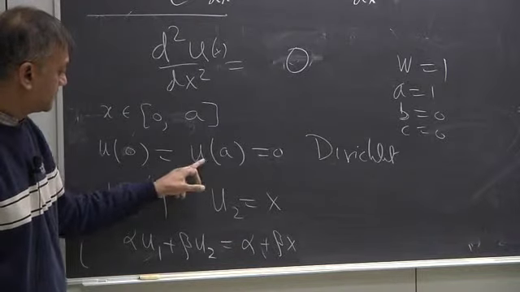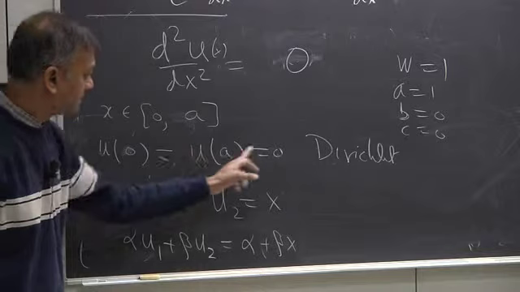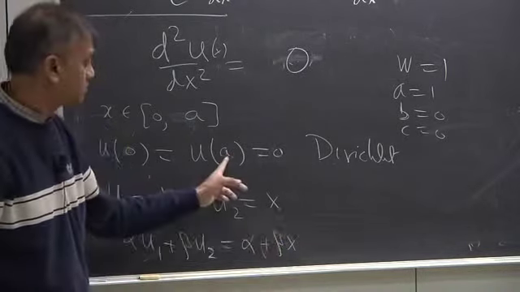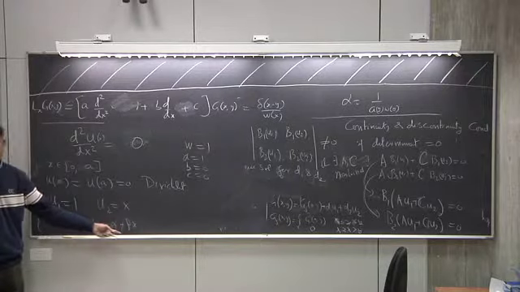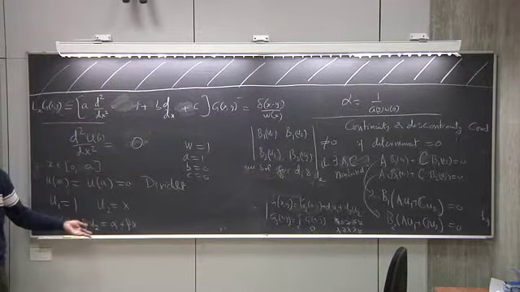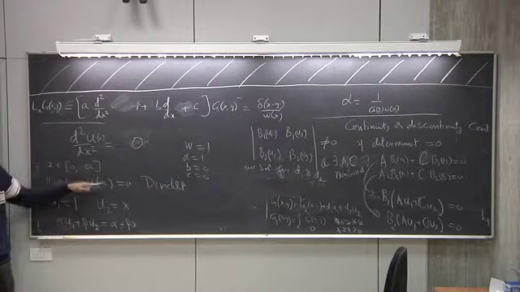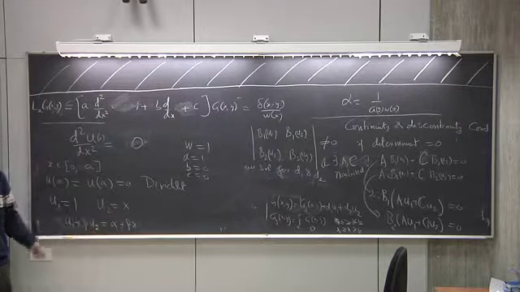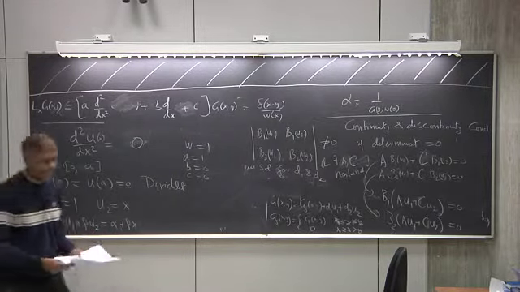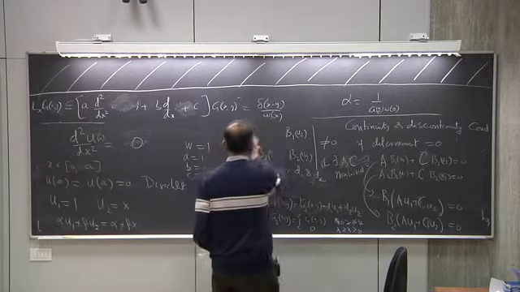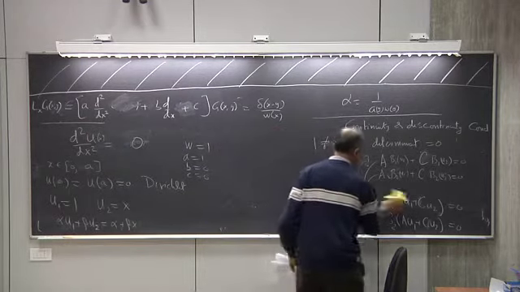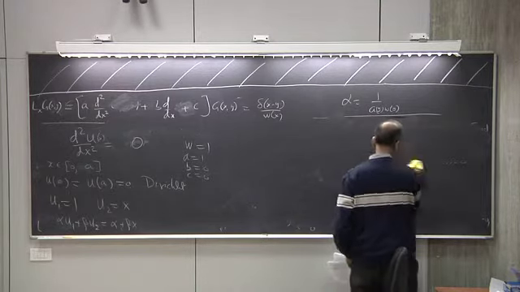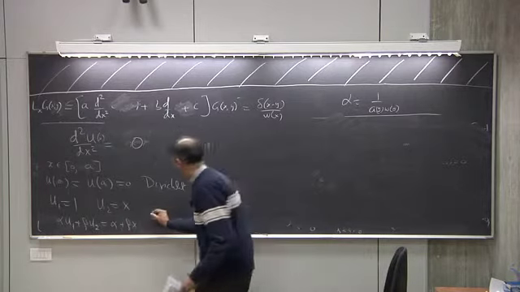So alpha is 0 already from the first condition. The second condition, equal to 0, means beta times a equal to 0, but since a is greater than 0, that means beta is also 0. So there is no 0 mode, because satisfying this boundary condition implies you get a trivial solution, alpha equal to beta equal to 0. So that means Green's function must exist. Okay, so no 0 mode.